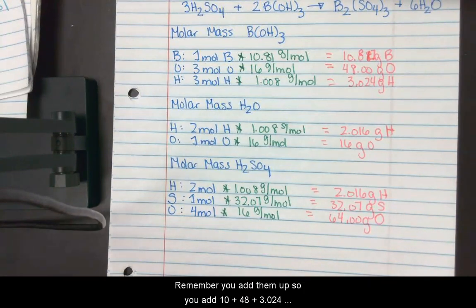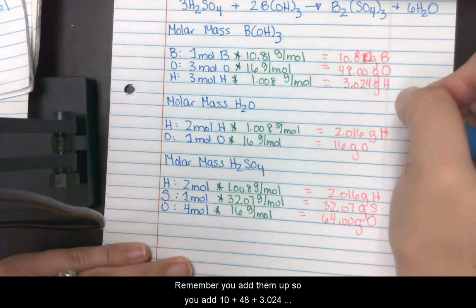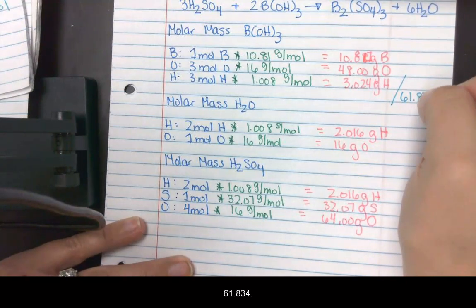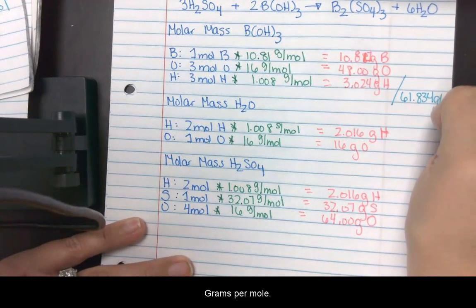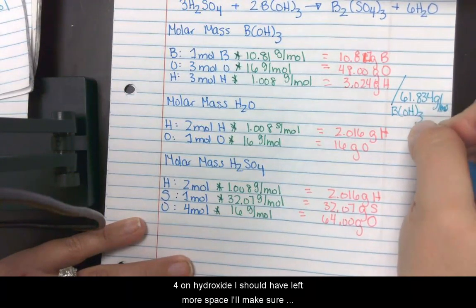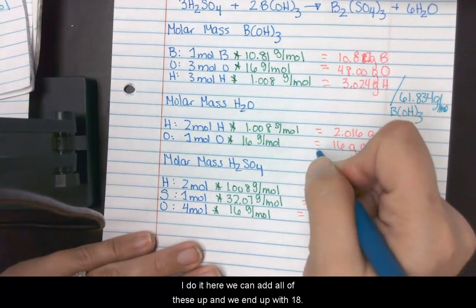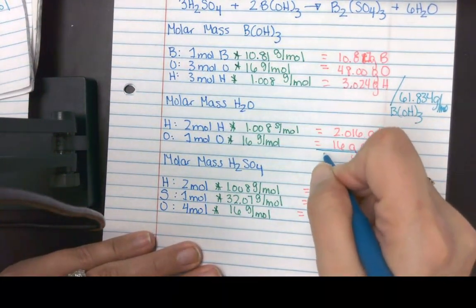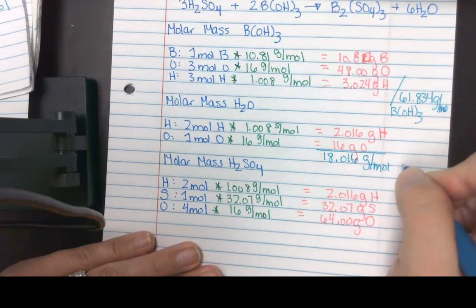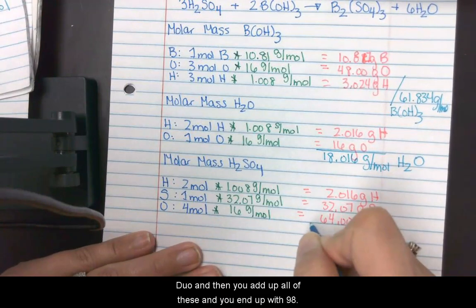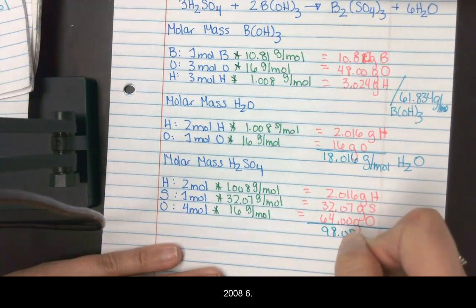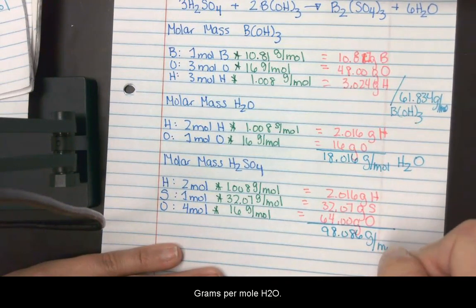Remember, you add them up, so you add 10.81 plus 48.00 plus 3.024, and you end up with 61.834 grams per mole boron hydroxide. I should have left more space. I'll make sure I do it here. We're going to add all of these up, and we end up with 18.016 grams per mole H2O. And then you add up all of these, and you end up with 98.086 grams per mole H2SO4.